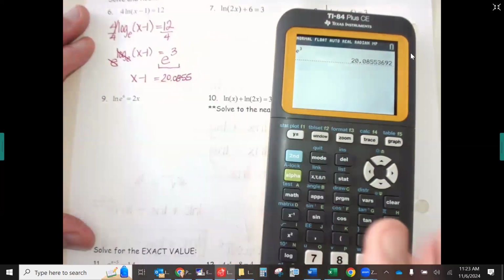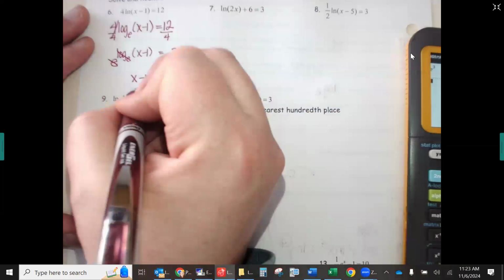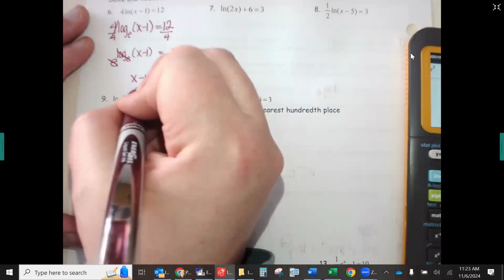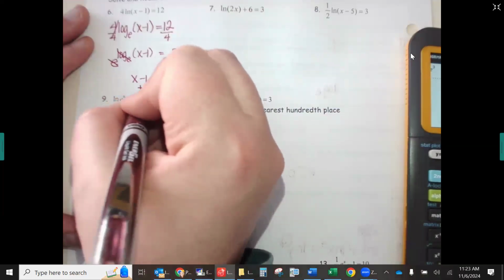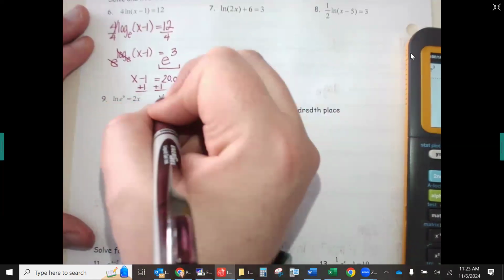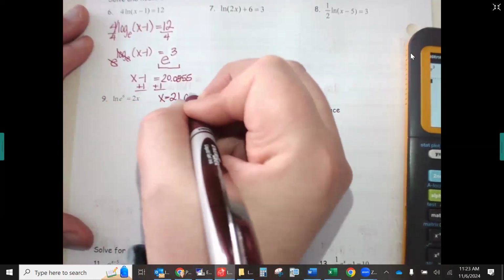And then how do I get rid of the -1? Add it, thank you. So it'd be +1, +1. x equals 21.0855.